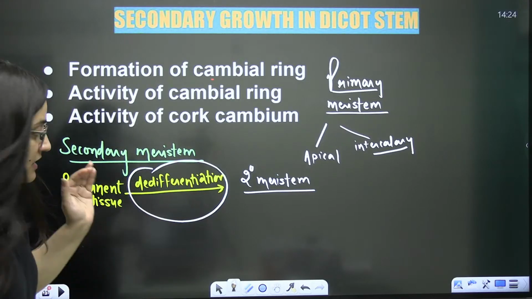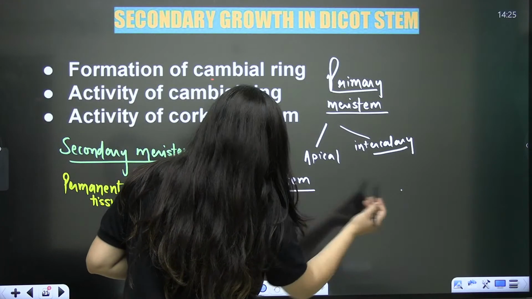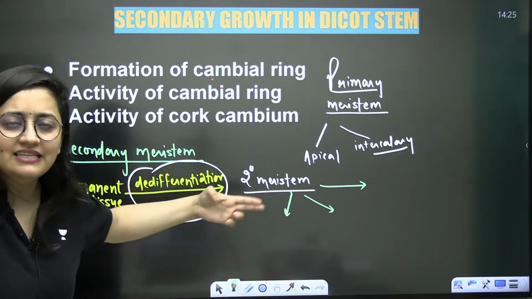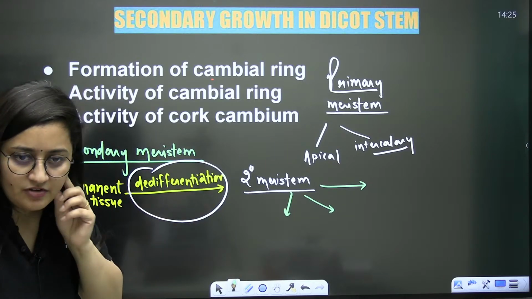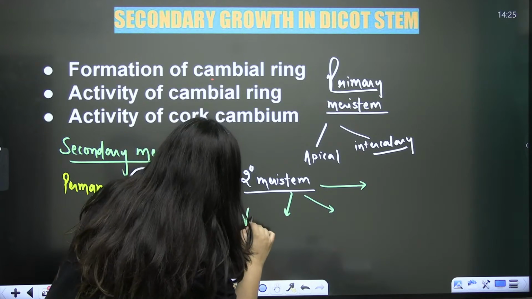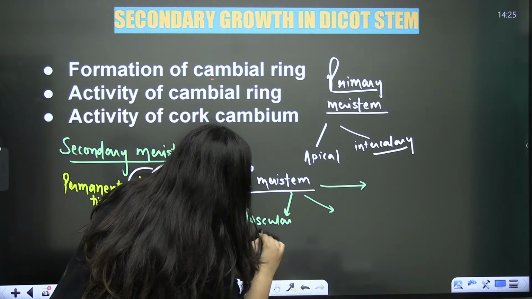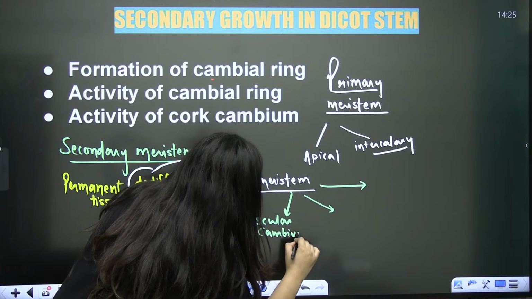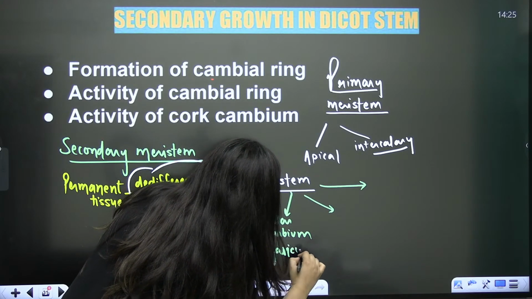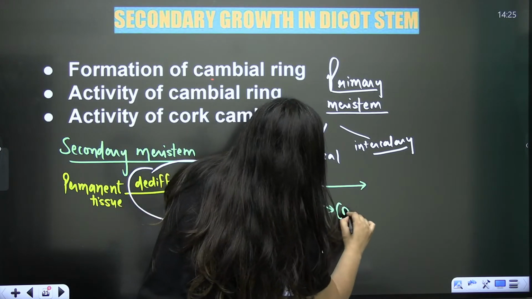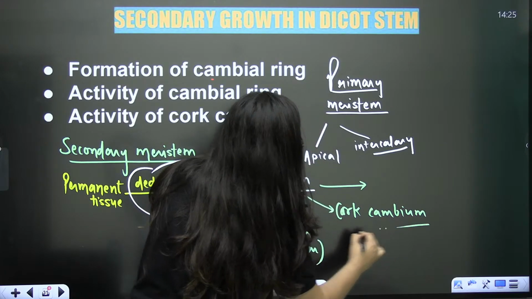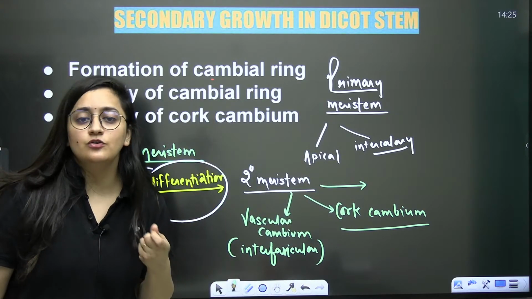That's the first point. Now when we talk about the secondary meristem, we have examples, and in this particular topic we will see how these secondary meristems form. So what are the examples that we have? The first example is vascular cambium, and specifically it is the interfascicular cambium. Clear? And then we will talk about the cork cambium, also known as phellogen.